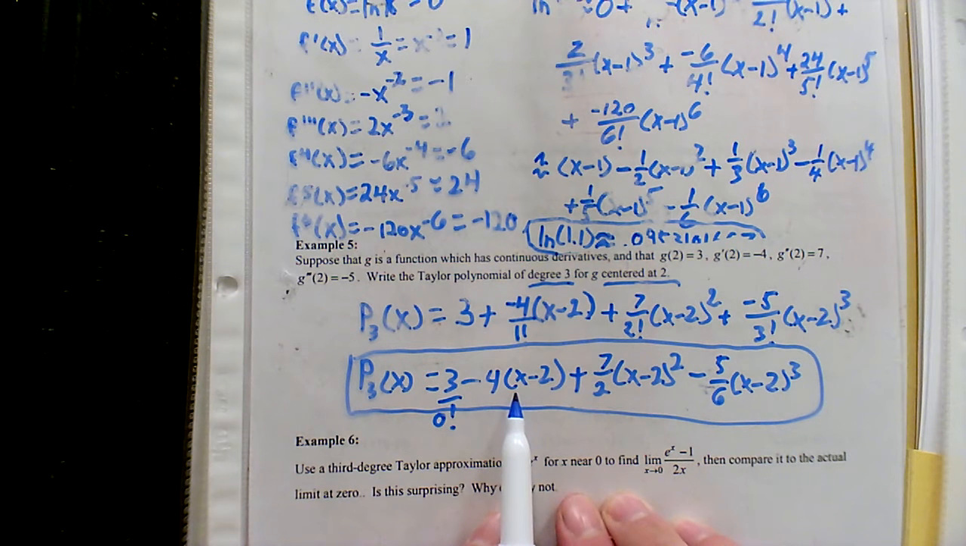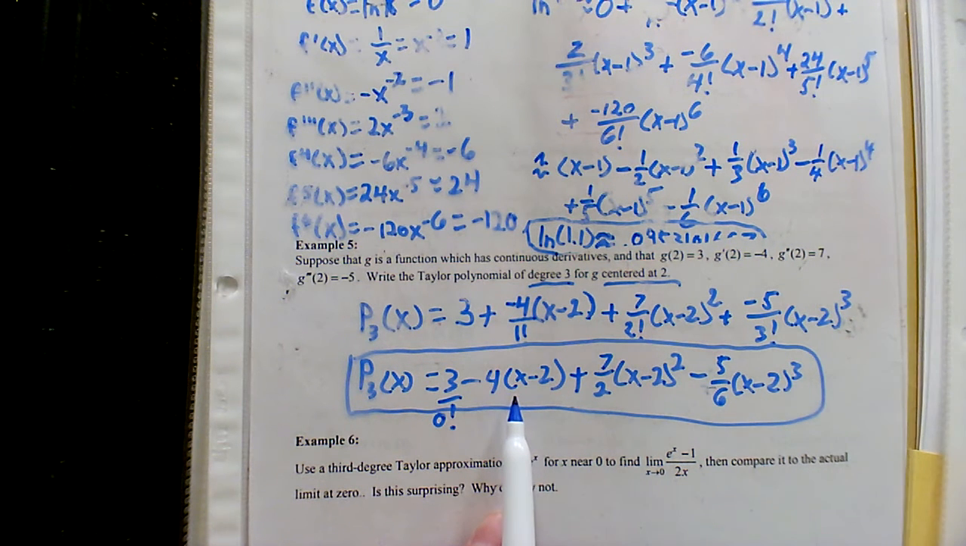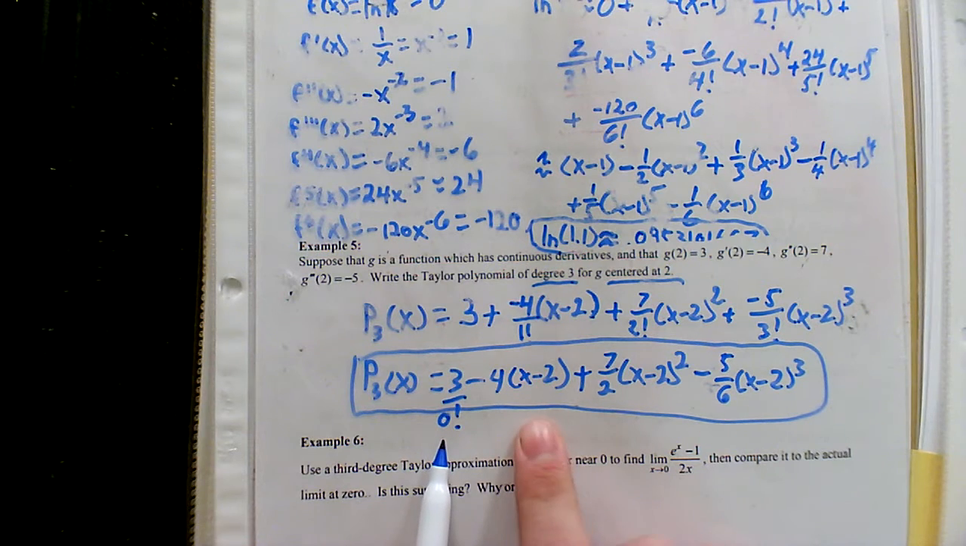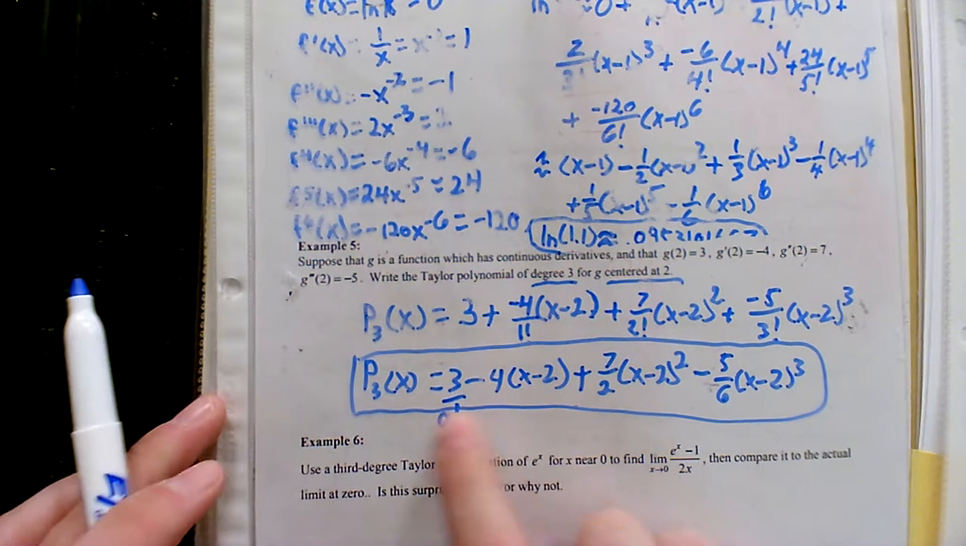Then the first derivative is over 1 factorial. Second derivative over 2 factorial. That's why I was confused, because I was like, well, why'd they give us derivatives if we don't even need them? Yeah, the pattern starts with 0 factorial, because 0 factorial and 1 factorial both come out to be 1. Okay?